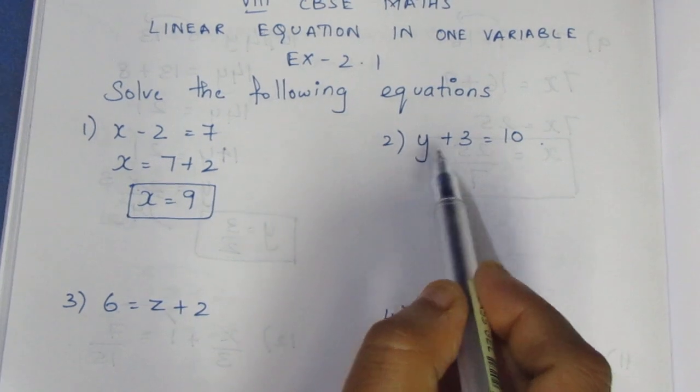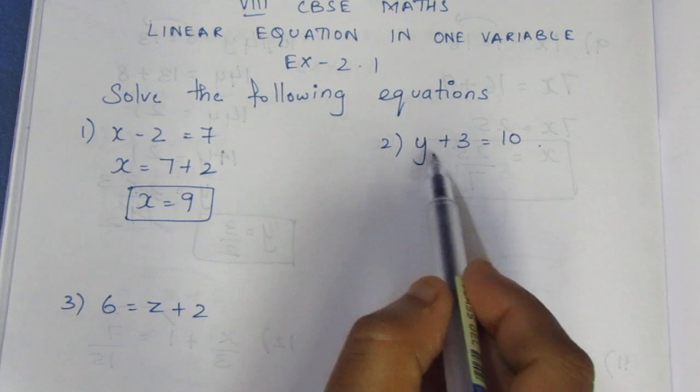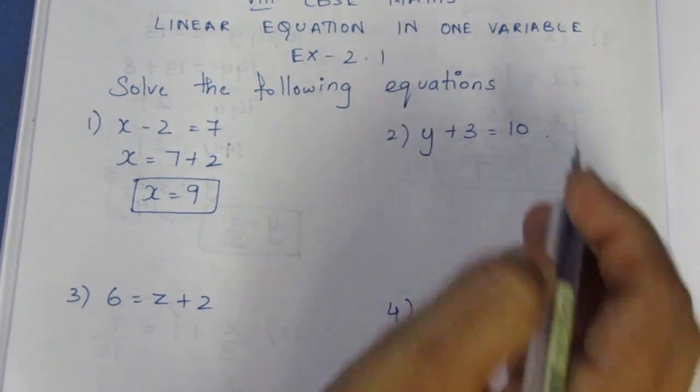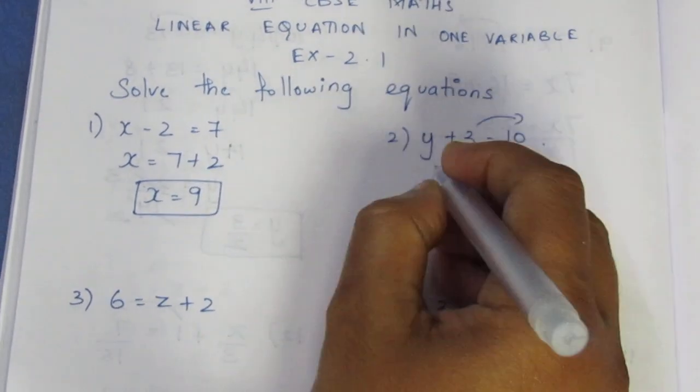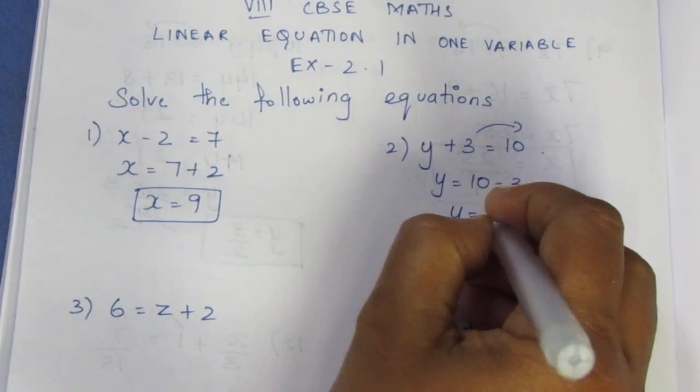Second one, y plus 3 is equal to 10. The same way, the number with y is here, plus 3. If plus 3 goes to the side, it goes as a minus 3. So y is equal to 10 minus 3, y is equal to 7.